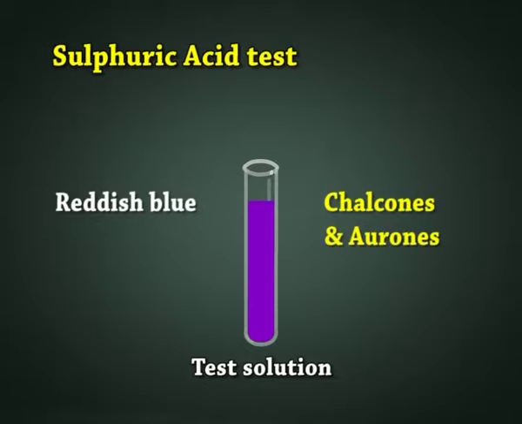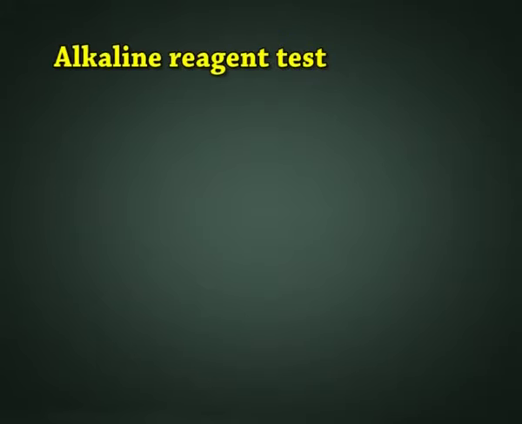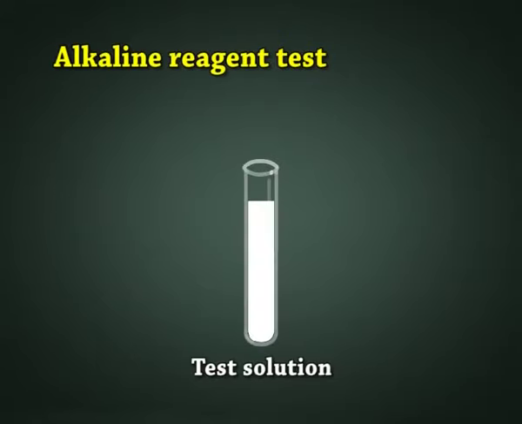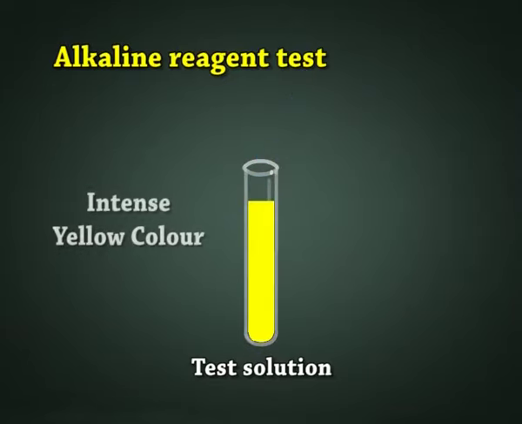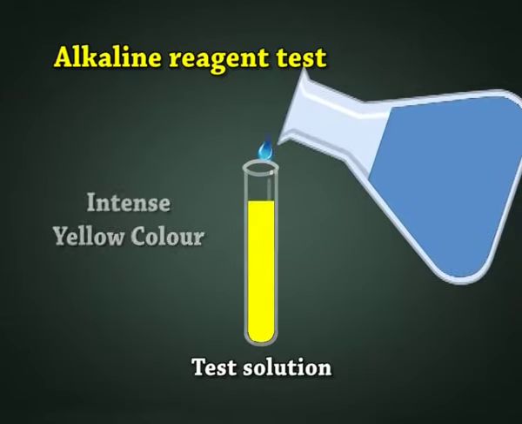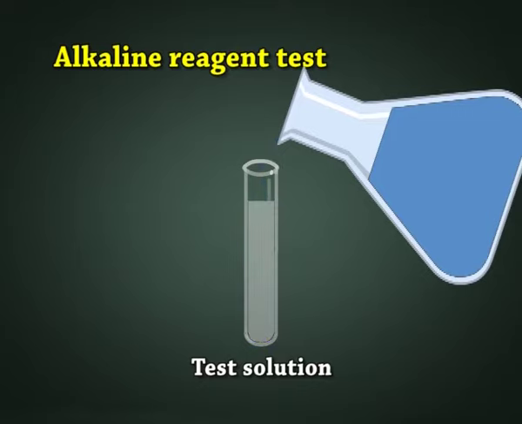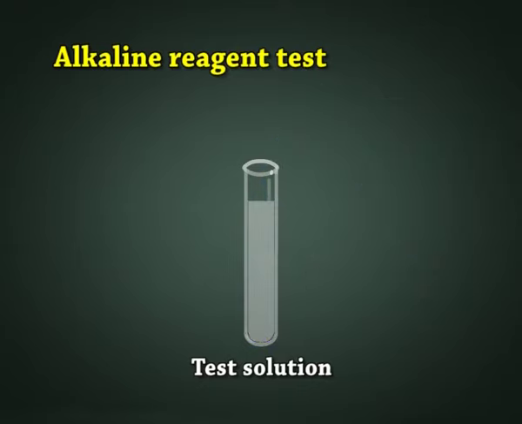Now let's come to the third test, which is known as the alkaline reagent test. To the test solution, add a few drops of sodium hydroxide solution. Intense yellow color is formed, which turns colorless on addition of a few drops of dilute acid. This shows the presence of flavonoids.